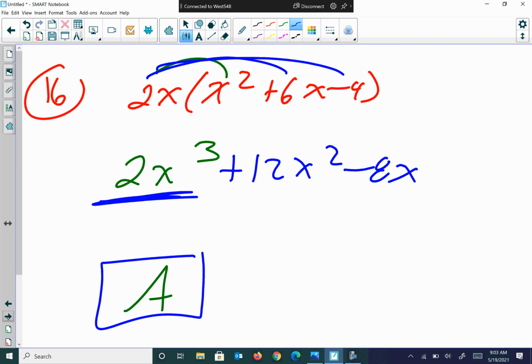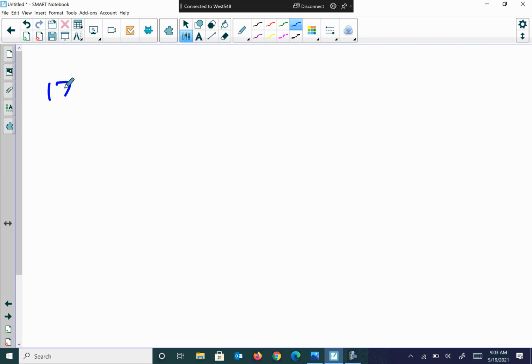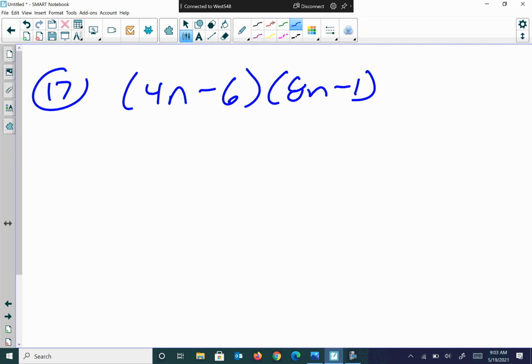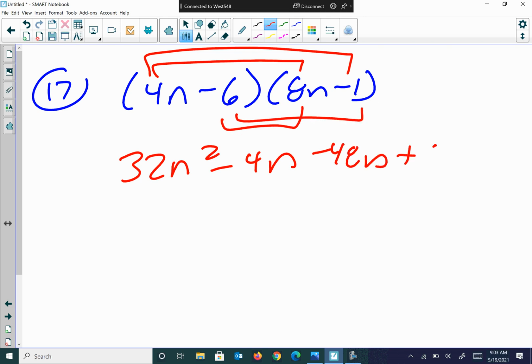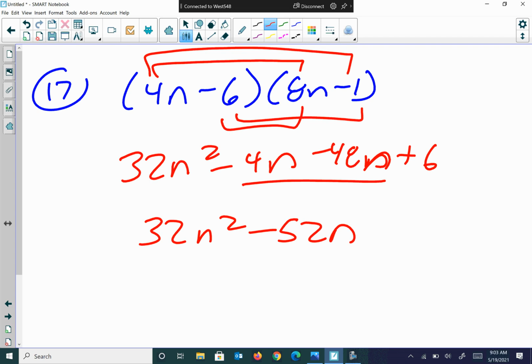We didn't follow the same trend on number 17, though. That's an n. So these are like terms, 32n squared minus 52n plus 6. Looks like answer B.